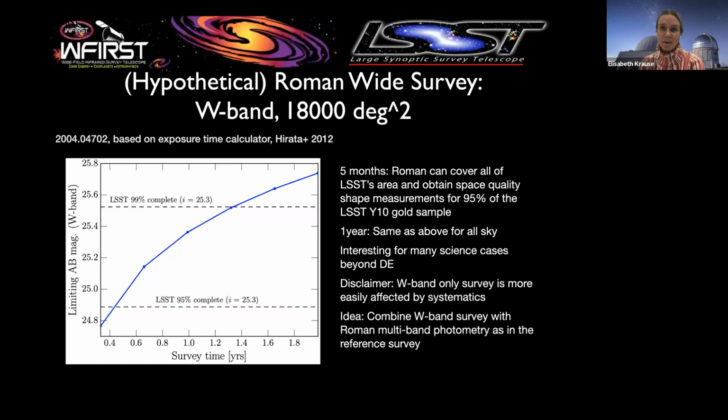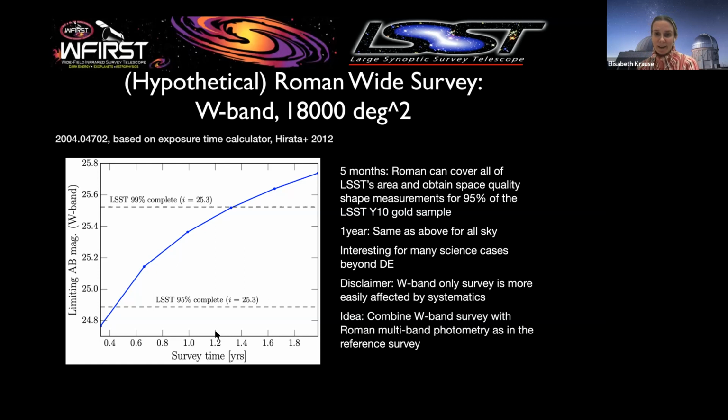Another hypothetical scenario that I want to highlight here is the Roman-wide survey. It's important to realize that Roman also has a W band, which you can basically think of as a very broadband light bucket. Because of the high throughput of this W band, we would be able to cover basically all of LSST's area and obtain space-quality shape measurements for more than 95% of the LSST year 10 gold sample within just 5 months. If we wanted to go to 99% completeness, that would be a survey time of about 1.2 years.